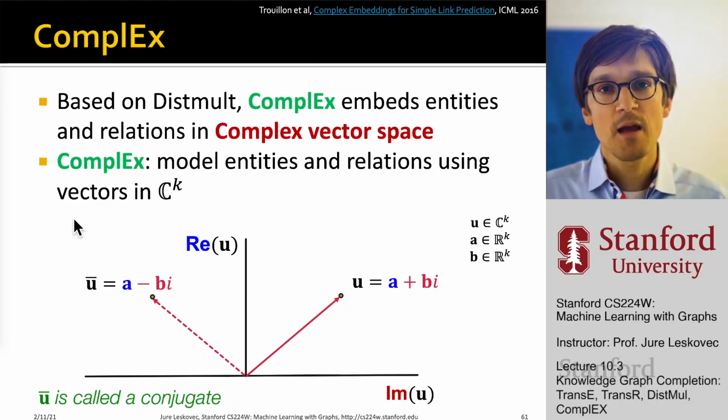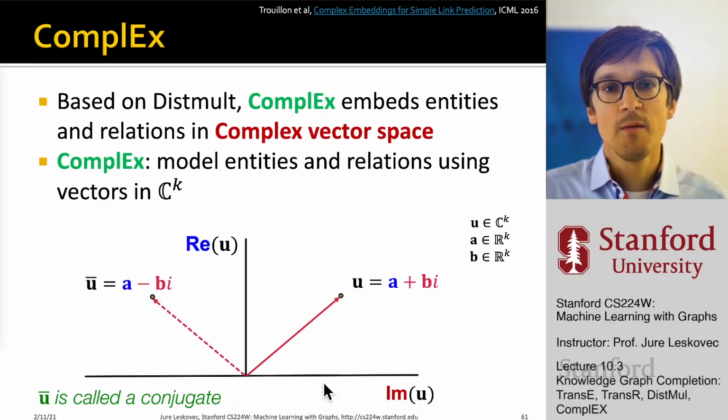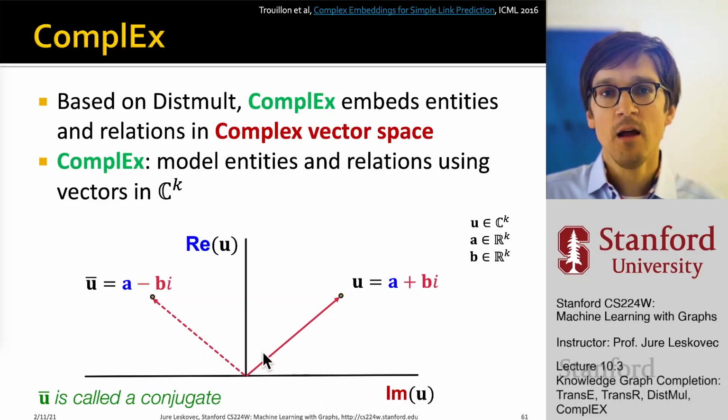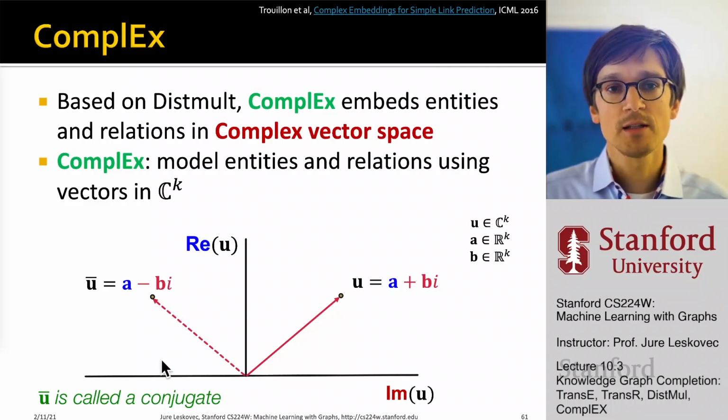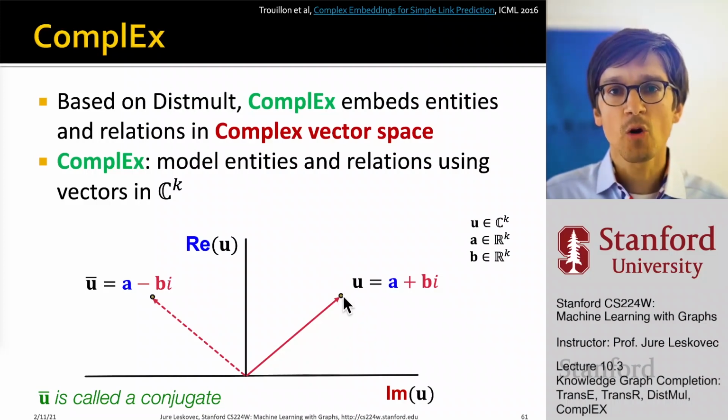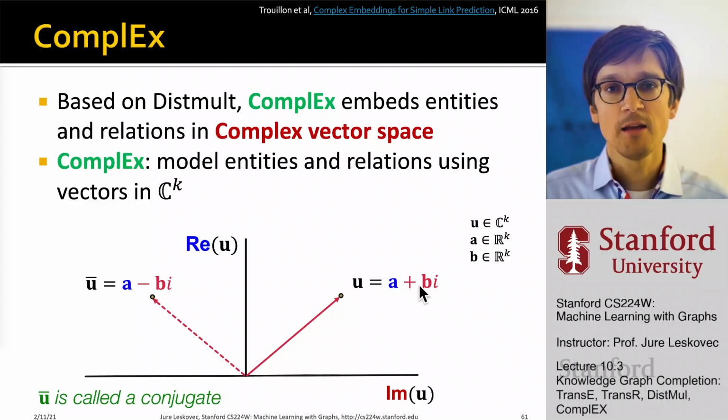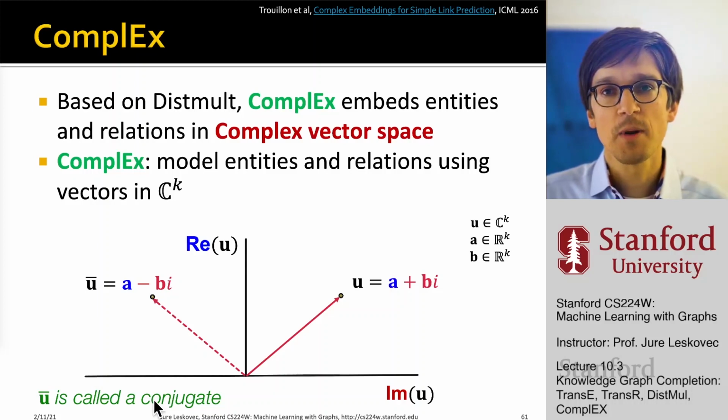So ComplEx embeds entities in the complex vector space, where every point now has an imaginary part and a real part. One concept from complex algebra that is important to keep in mind is the complex conjugate. If u is a complex number with real part a and imaginary part b, then its complex conjugate is not a plus b times i, but a minus b times i. This notion of complex conjugate will be important as we analyze this model.